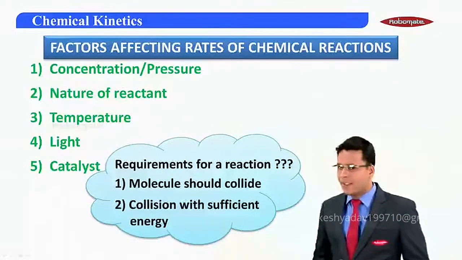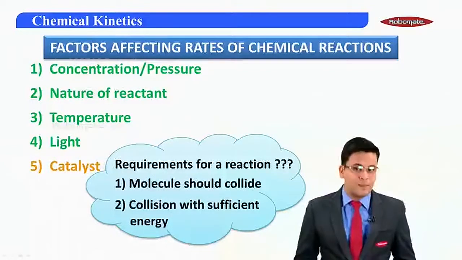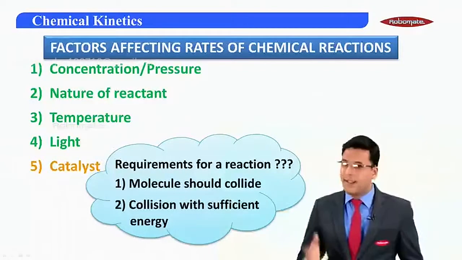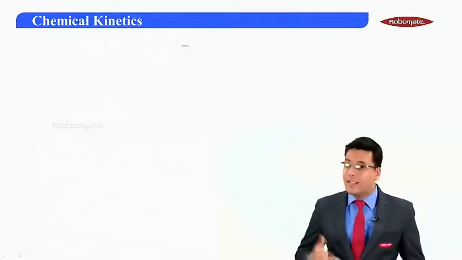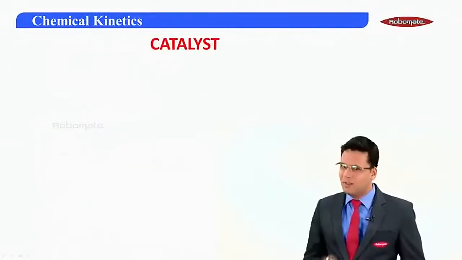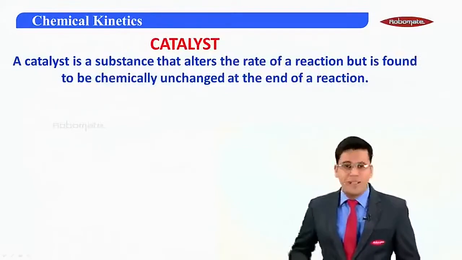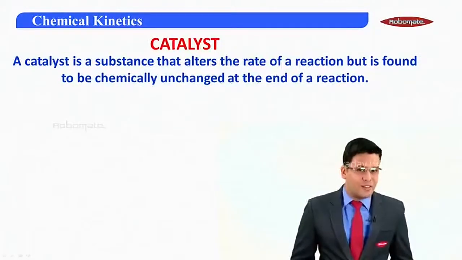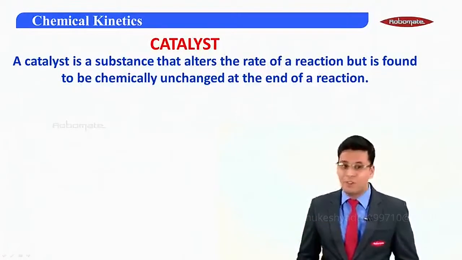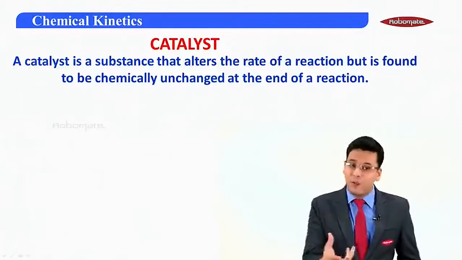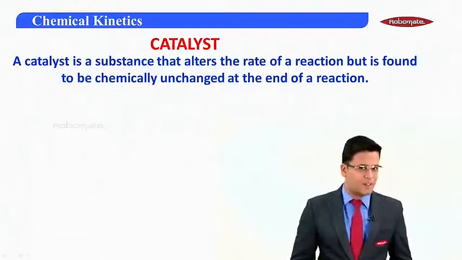I'm sure you remember this particular slide from one of the previous modules. Here we had studied that catalyst is among those factors which affect the rate of a chemical reaction. And what exactly is a catalyst? Well, if you remember, a catalyst is a substance that alters the rate of a reaction, but it is found to be chemically unchanged at the end of a reaction. So it alters the rate of a reaction and it remains chemically unchanged at the end of the reaction.